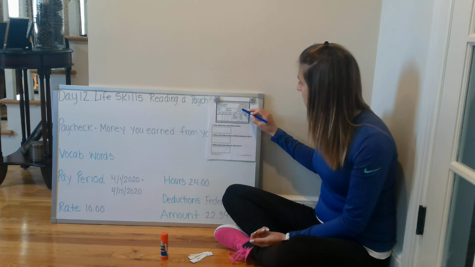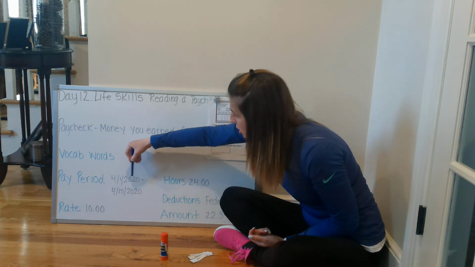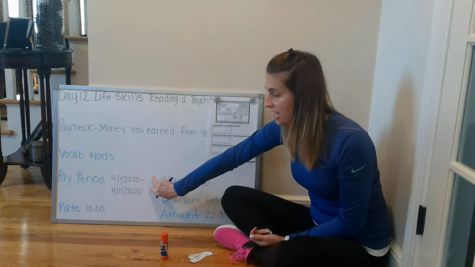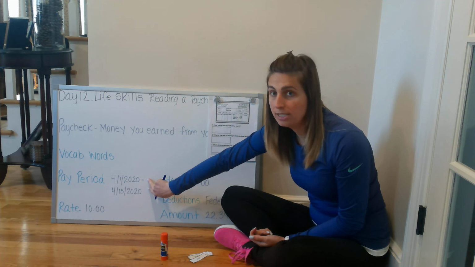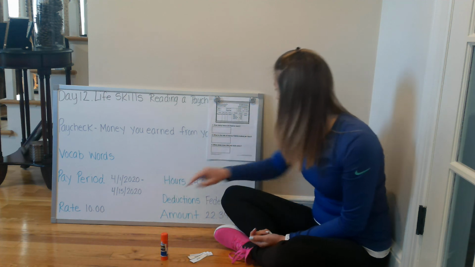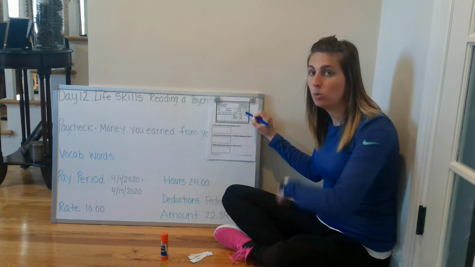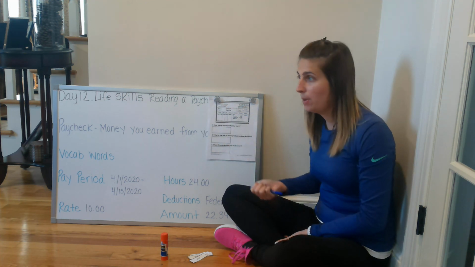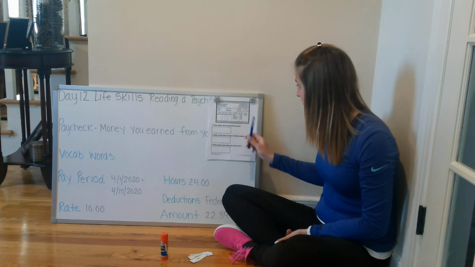Then we see pay period. Pay period has the dates 4/1/2020 through 4/15/2020. Those dates are referring to the days that Kesha worked, all of the days that Kesha worked in that pay period. And then it has the check date, which is the day the check was distributed to Kesha, so the day that Kesha received her paycheck. She received her paycheck on 4/17/2020.